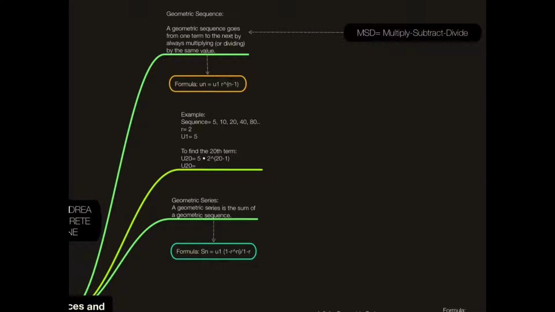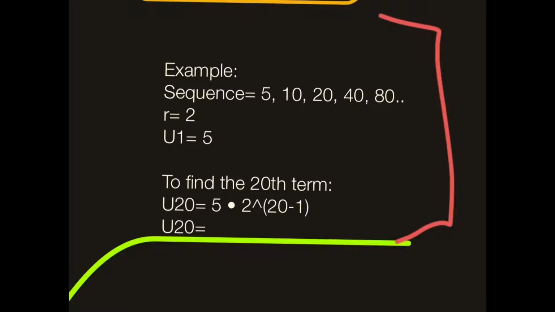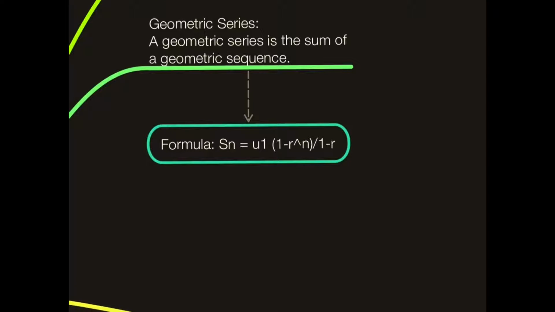Now we find the example of a geometric sequence. The sequence is the following: 5, 10, 20, 40, 80, and so on. In this sequence, the ratio is 2 and the first term is 5. To find the 20th term, use the formula and replace the value. So in this case, the formula would be u20 is equal to 5 times 2 to the power of 20 minus 1. The answer in this case will be 2,621,440.